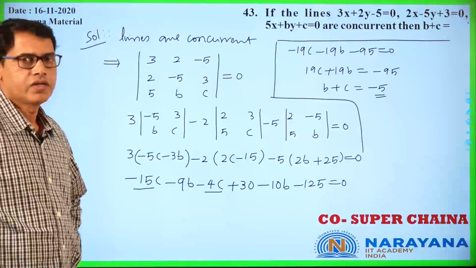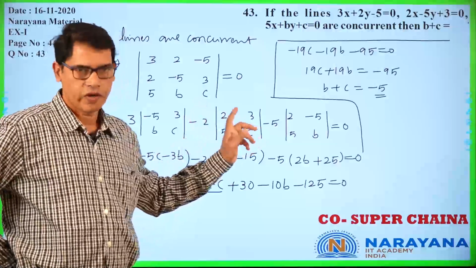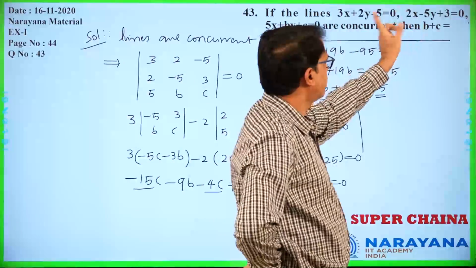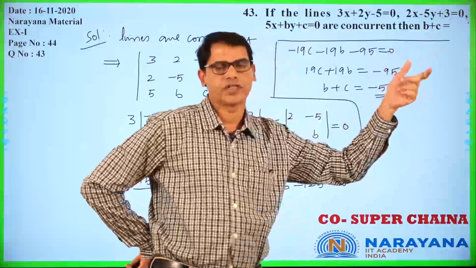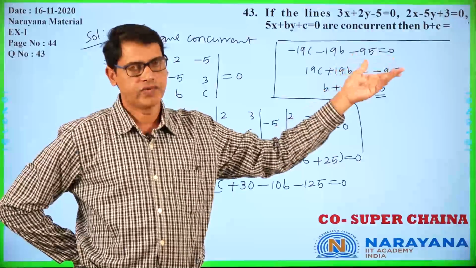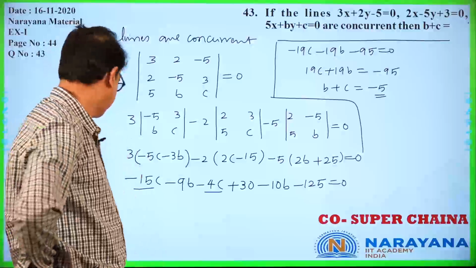Again a simple one. Here you can do it in two ways. This is one method. Another method is to solve these two lines, find the point of intersection, and then substitute in the third one. Again you get the same value, right? Then let us go to the next one.